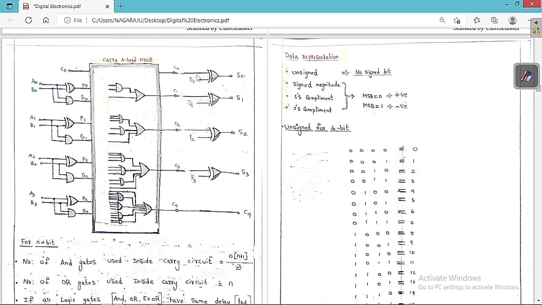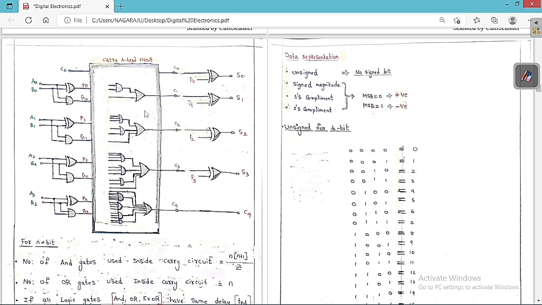Now, I already told you what S0 is. S0 is equal to P0 XOR C0. S1 is equal to P1 XOR C1. S2 is equal to P2 XOR C2. And S3 is equal to P3 XOR C3. Then the C4 we are going to take as it is. So this is what we get as an output, and we are going to get the result very fast.